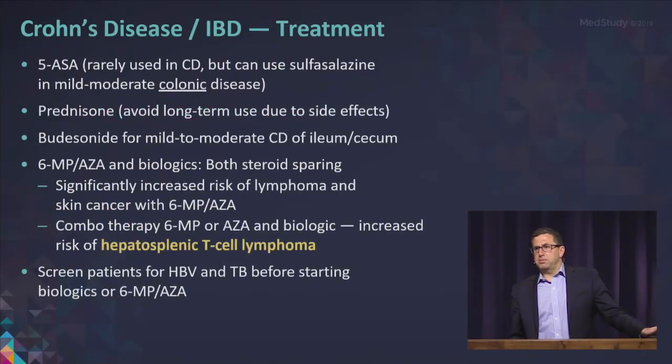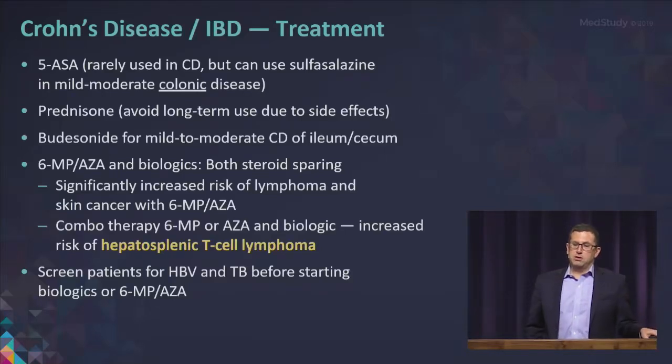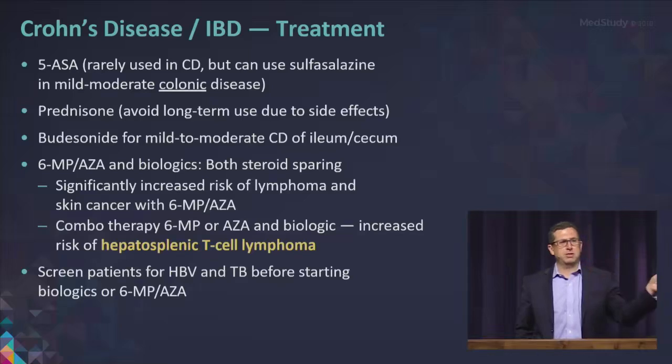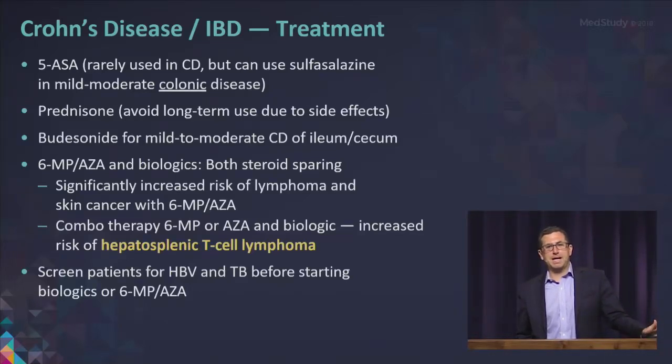We already talked about some of the general treatments for IBD. I'll focus a little bit on Crohn's disease specifically. So 5-ASAs are rarely used in Crohn's disease, but you can sometimes use sulfasalazine in mild to moderate chronic disease. And I also mentioned in the other slide that there are some mesalamine preparations such as Pentasa that could be used for small bowel disease.